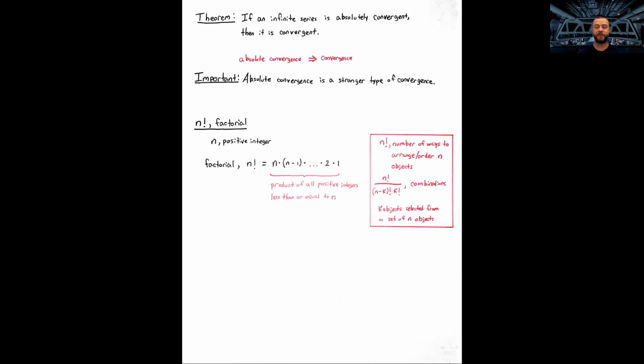Now, you might have encountered this factorial if you've ever done any courses dealing with combinations or permutations. You first might have encountered n factorial as the number of ways to arrange or order n objects. So if you have, let's say, n people, and you want to arrange them all in a line, there's n factorial different ways to line up n people.